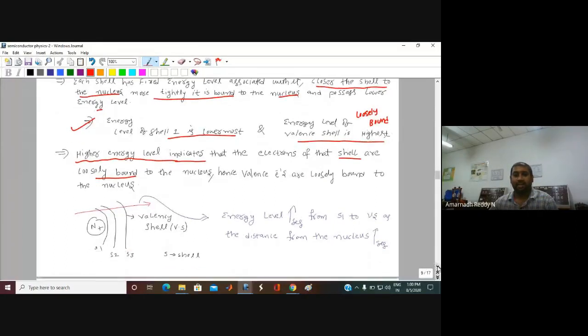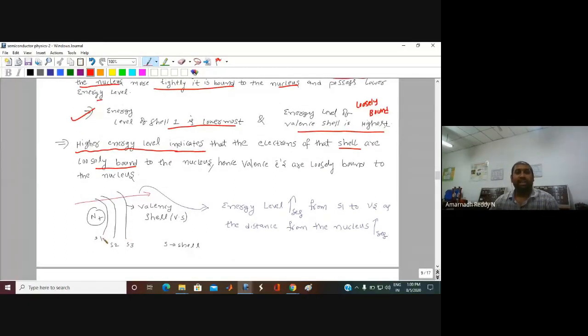That's called valence electrons. See here, this is called the nucleus. Shell 1, shell 2, shell 3, valence electrons. This is called a shell. Energy level increases from shell 1 to the valence shell as the distance from the nucleus increases. If you take germanium instead of silicon, we have another shell 4. So shell 1 is tightly bound, shell 2 is less tightly bound, and shell 4 is completely loosely bound.